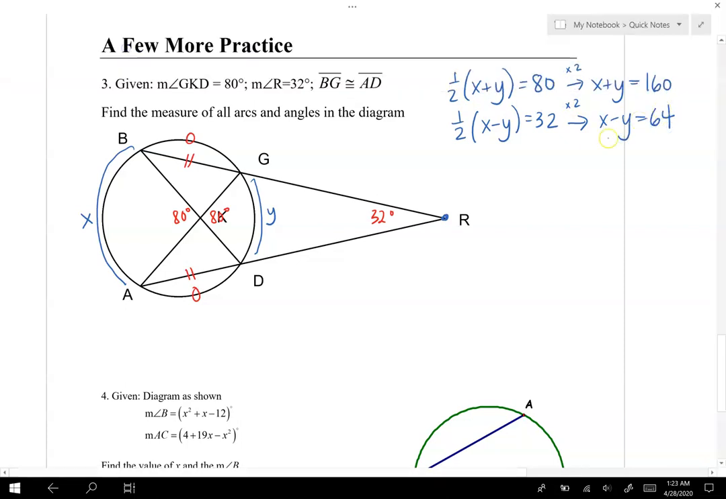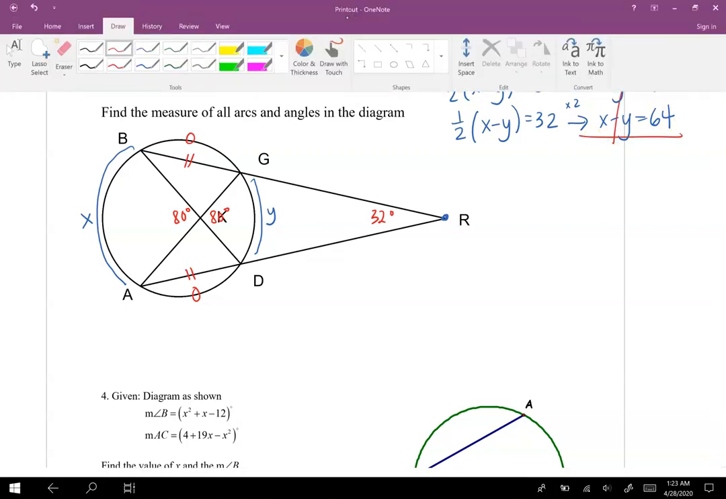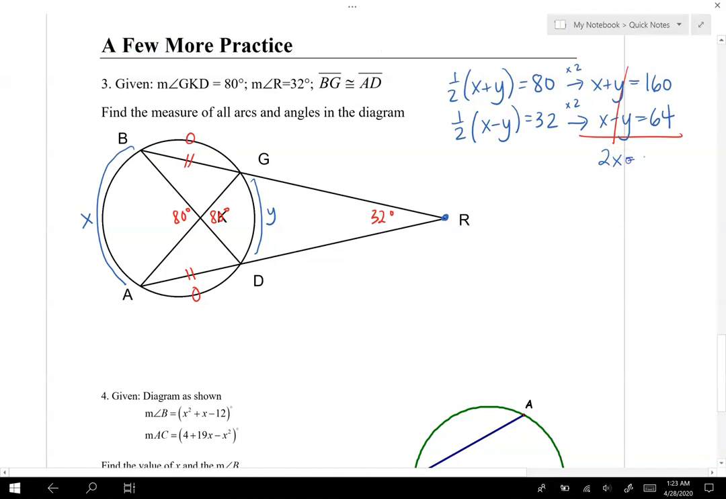And then I'm going to solve. So those Y's cancel, so 2X equals 224. Let me just double check that. Got it. Divided by 2, so X is 112. So that's super helpful. That means we can find out what Y is. X plus Y equals 160, so 112 plus Y equals 160, so Y equals 48. So this equals 48 degrees. We just find all the angles and arcs.